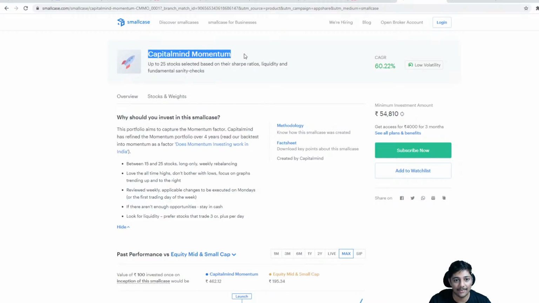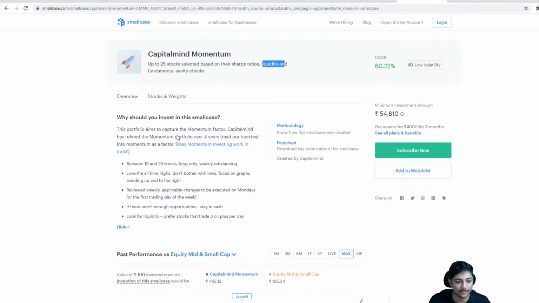Now, how does CapitalMind work, you might ask me, right? Don't look at CAGR. Again, please remove your eyes away from CAGR. I know you guys will get tempted. Remove the eyes away from CAGR, right? What does CapitalMind do? They take 25 stocks. They select them according to a risk ratio called the Sharpe ratio. They do some fundamental sanity checks, and they do some liquidity checks as well. Catching my vibe till now, right?